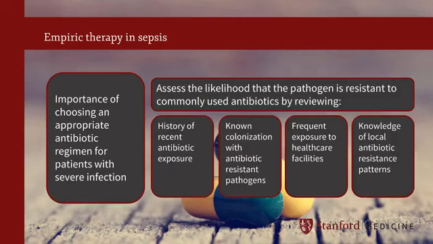The clinician should also assess the likelihood that the pathogen causing the infection is resistant to many commonly used antibiotics. Elements which might lead one to that suspicion include a history of recent antibiotic exposure, known colonization with antibiotic-resistant pathogens, frequent exposure to healthcare facilities, and knowledge of local antibiotic resistance patterns.